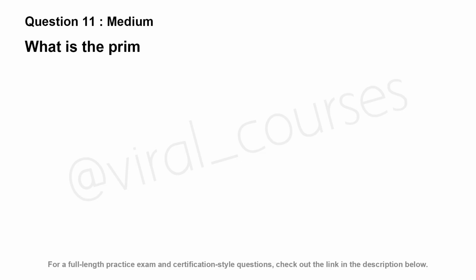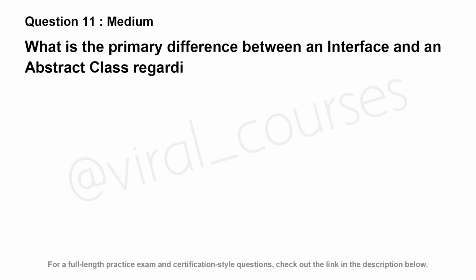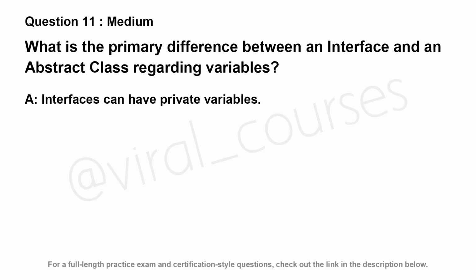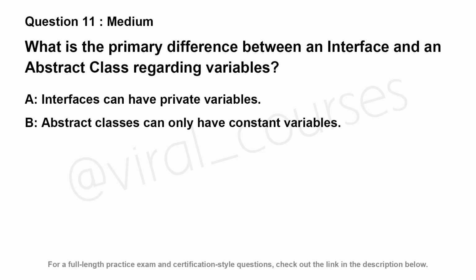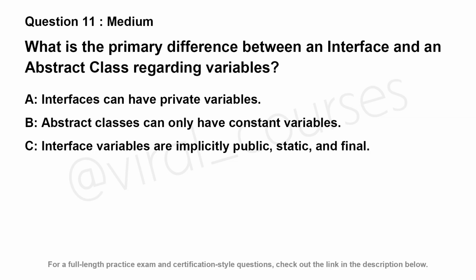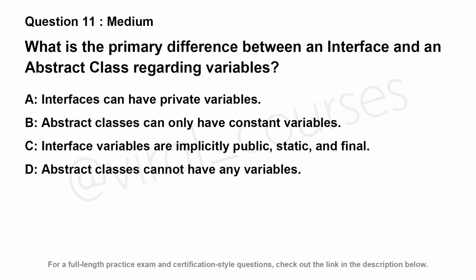What is the primary difference between an interface and an abstract class regarding variables? Option A. Interfaces can have private variables. Option B. Abstract classes can only have constant variables. Option C. Interface variables are implicitly public, static, and final. Option D. Abstract classes cannot have any variables.